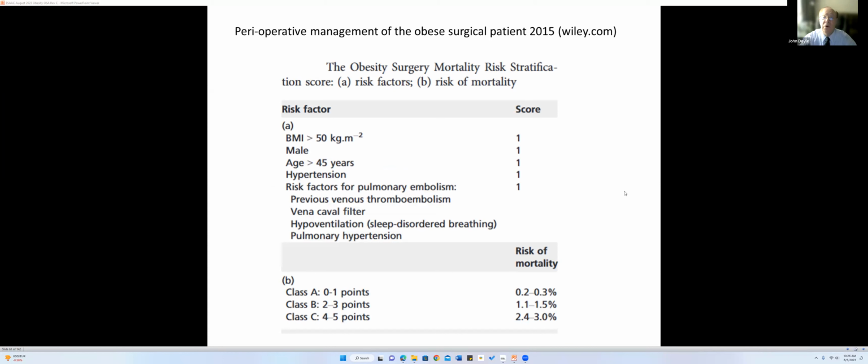One of the things that you might want to be aware of is the obesity surgery mortality risk stratification score. If you have a BMI over 50, that's 1, male, score of 1, age over 45, 1, hypertension, 1, and various other risk factors like a vena cava filter, risk of 1. And you can see class A has 0 to 1 points, class B 2 to 3, and class C 4 to 5 points. And more risk of mortality comes up. So that is a useful way of identifying the risk in obesity.